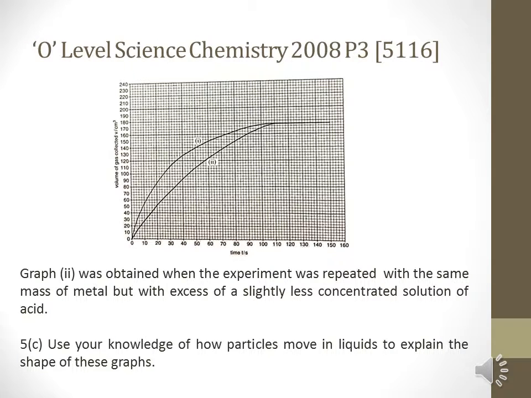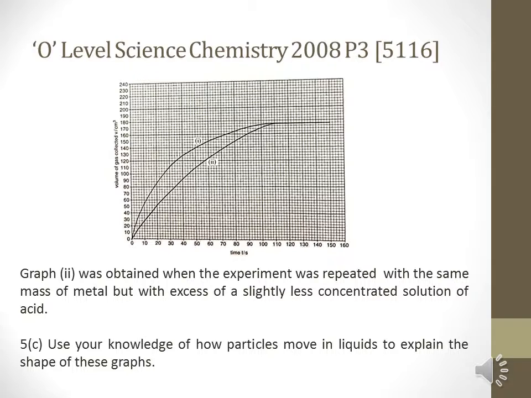In this question, two different graphs are obtained when a metal was reacted with an acid under different conditions. Graph 2 was obtained when the experiment was repeated with the same mass of metal but with excess of a slightly less concentrated solution of the acid. The question said, use your knowledge of how particles move in liquids to explain the shape of these graphs.